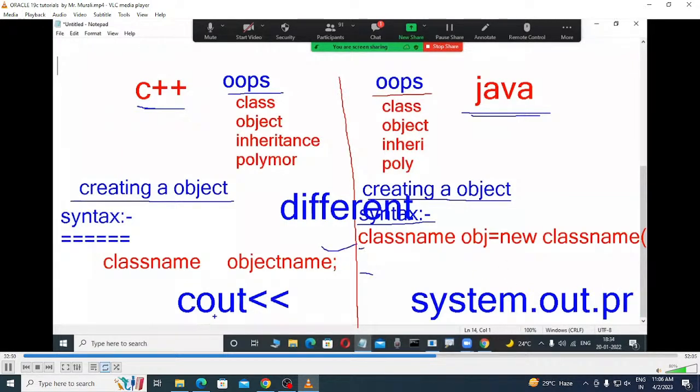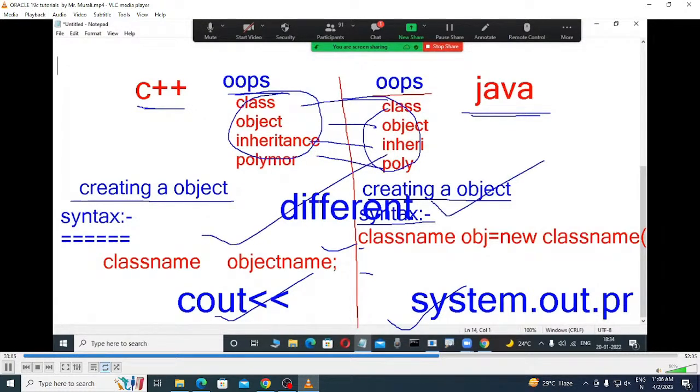Functions are also totally different in these two object-oriented languages. But conceptually, the OOP concepts are the same. What is a class? What is an object? What is inheritance? What is polymorphism? Same. But syntactically, totally different. Why? Because those are two different languages, two different products from completely different companies. That's why the functions and the syntax are different.